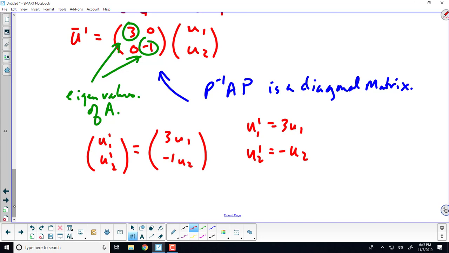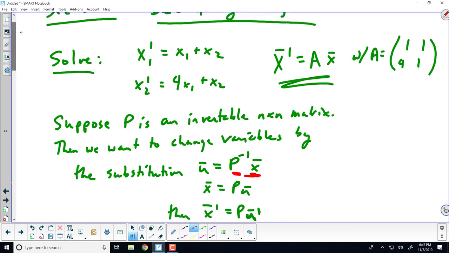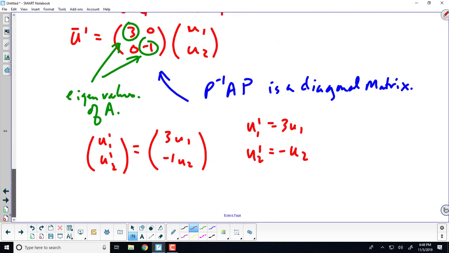So if you look at the original system with x's, we said x1 prime is the sum of these two unknown functions, and x2 prime is the sum of these two unknown functions. That would have been a mess to try to tease out. But by doing this substitution, we still have two differential equations, but they're separated. They're decoupled is the phrase we use. And so this is just an elementary first order differential equation, which we learned how to solve on day 1.